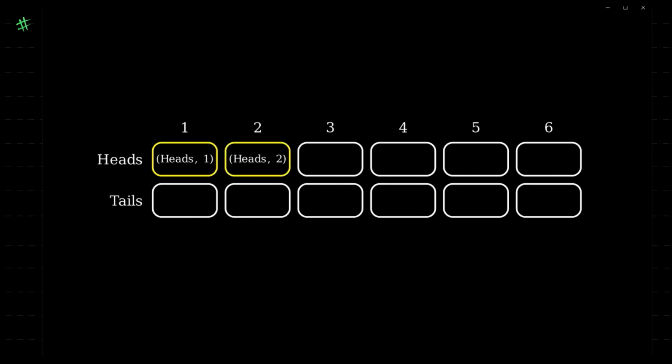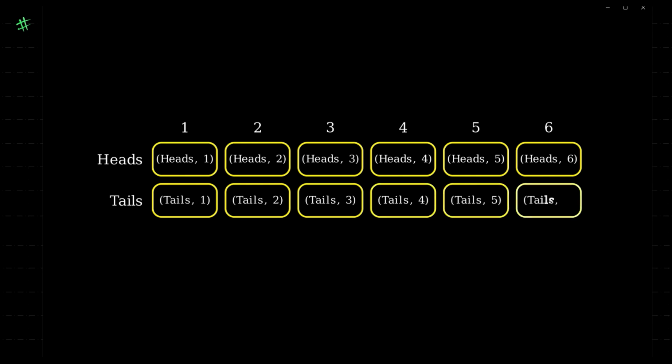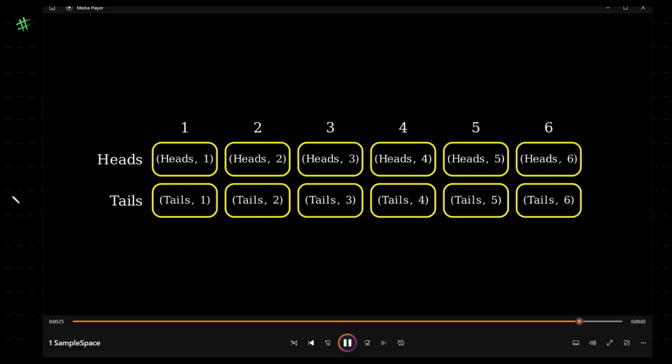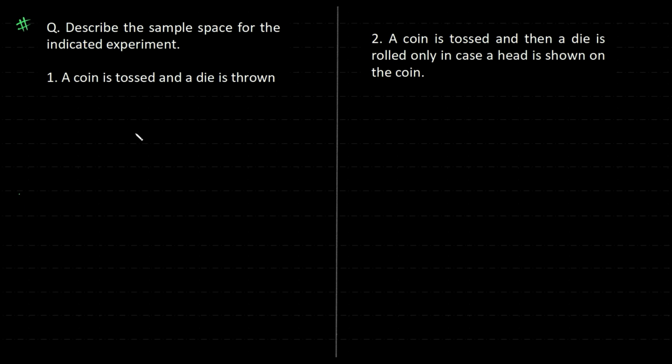So we have head and a 1, head 2, heads 3, heads 4, and so on and so forth. So these are all your possible outcomes. And the end product of this is your sample space. Okay. Now, I'm not going to write those.